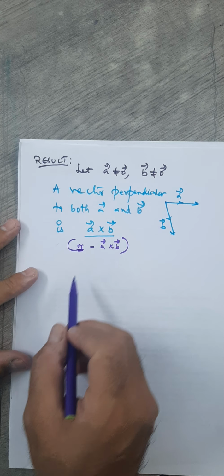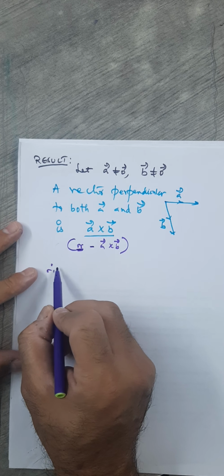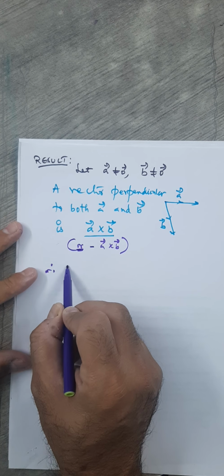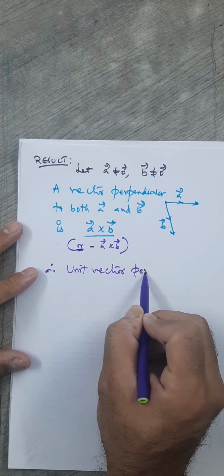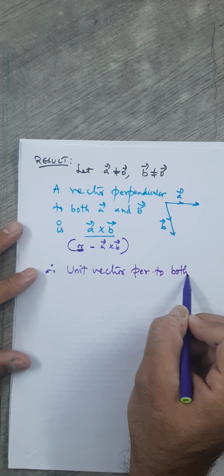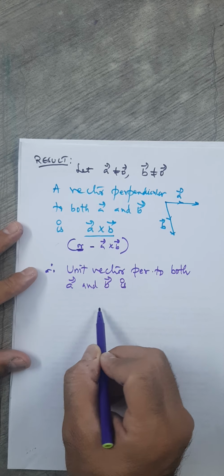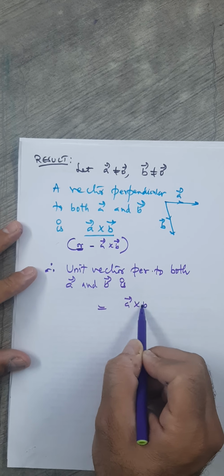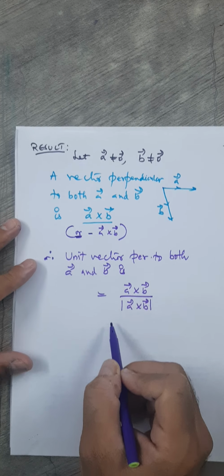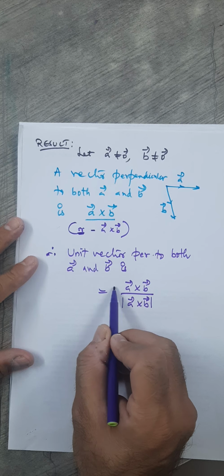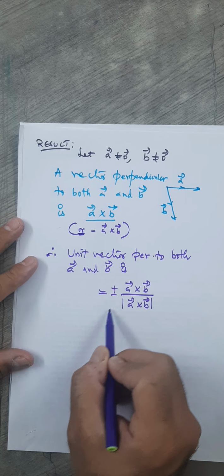Now I want to make it unit, remember. So how do I make it unit? I'll just divide by its magnitude. So let me write: unit vector perpendicular to both vector A and vector B is equal to the cross product upon its magnitude. So we get the unit vector we already discussed earlier. And you may have the opposite direction. So here plus, if it is the opposite direction, you can put the minus. So in general, you can write plus or minus.